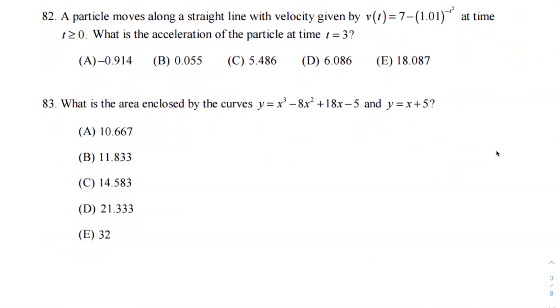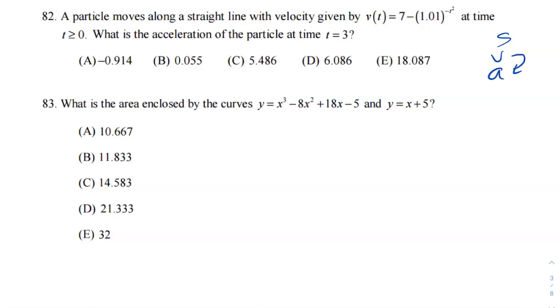Well, anyway, next one. A particle moves along a straight line with velocity given by 7 minus 1.01 to the negative t squared, at time t greater than 0. What's the acceleration of the particle at t equals 3? Well, how do you go from velocity to acceleration? You take the derivative, right? Because it goes s, v, a. So right here, we want to go down to acceleration. So you take a derivative.